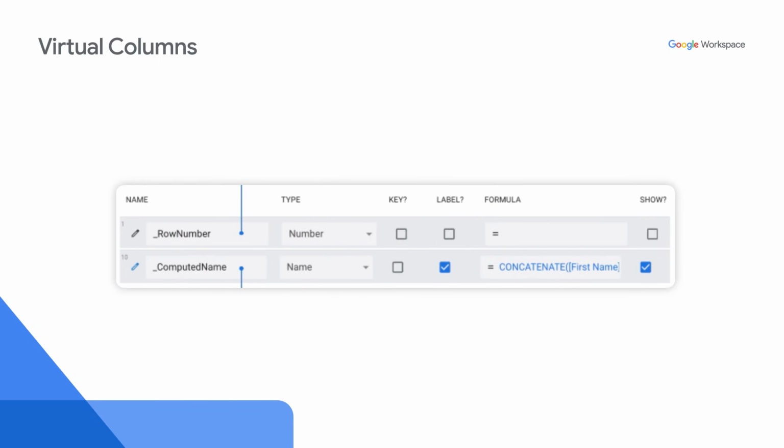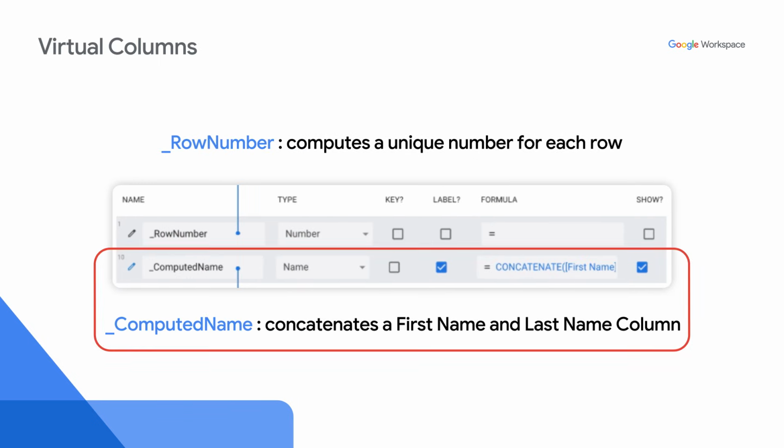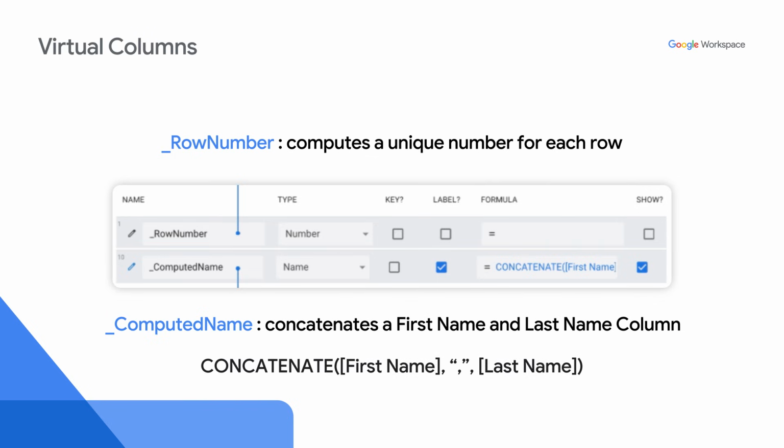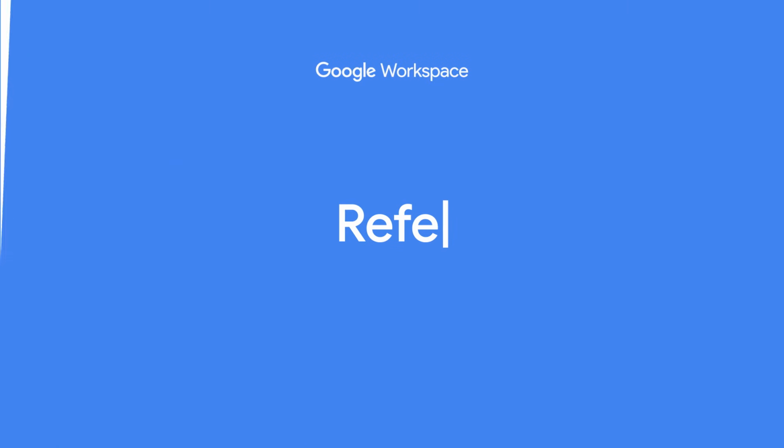Another common use case for virtual columns is to combine other columns in the app. You can combine the first name and last name columns to construct a virtual full name for display in the app. To implement this, you can use the app formula concatenate first name, last name. You can also use virtual columns to construct complex conditions using app formulas that operate on real columns in your table.